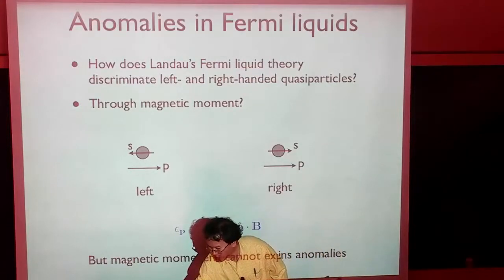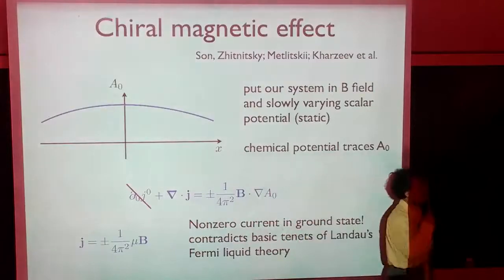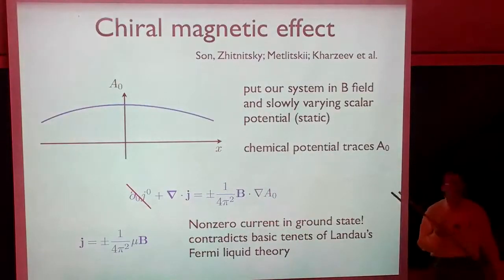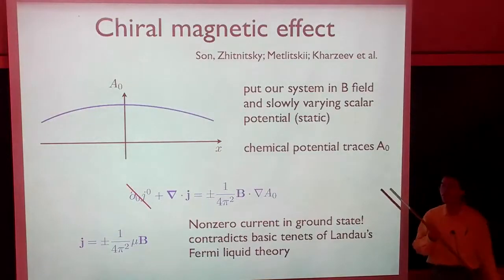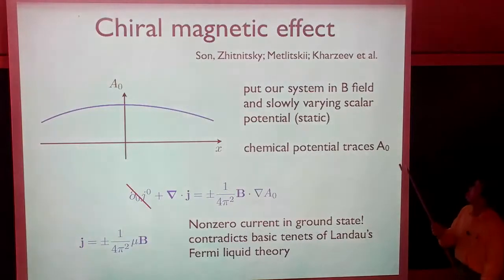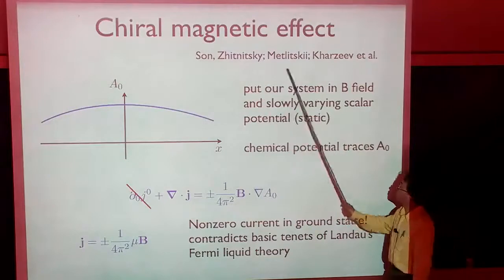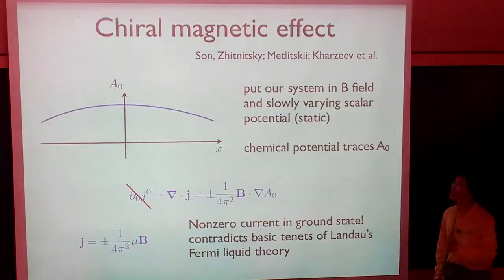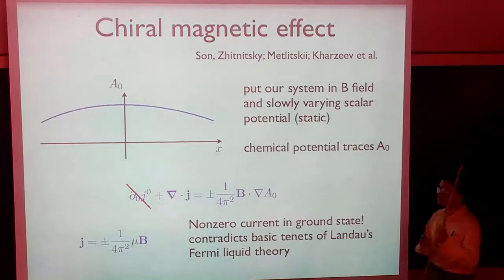But in fact, it doesn't work. It doesn't work if one thinks about one effect that is now known under the name of the chiral magnetic effect, but it has been known before. I worked on that, and Max Smititsky, who is here, also worked on this problem. So in order to see the necessity of the so-called chiral magnetic effect, let us imagine the following situation.